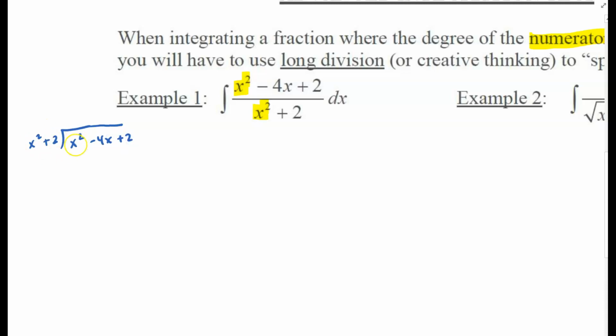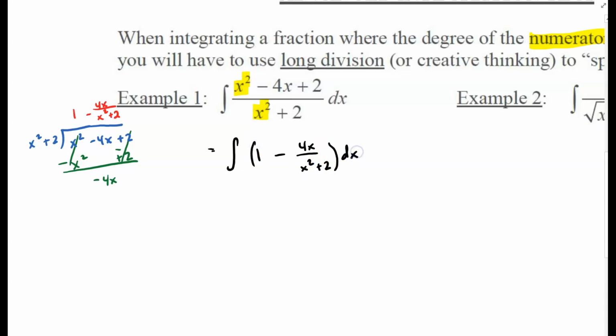Okay, so x squared goes into x squared one time, and if I go ahead and multiply these, we get x squared plus 2, and my remainder, after I switch my signs, negative, negative, where these cancel, I now have a negative 4x. So this is minus 4x over my denominator, x squared plus 2. Okay, so I can go ahead and rewrite this integral as the integral of 1 minus 4x over x squared plus 2, and all of this is with respect to x.